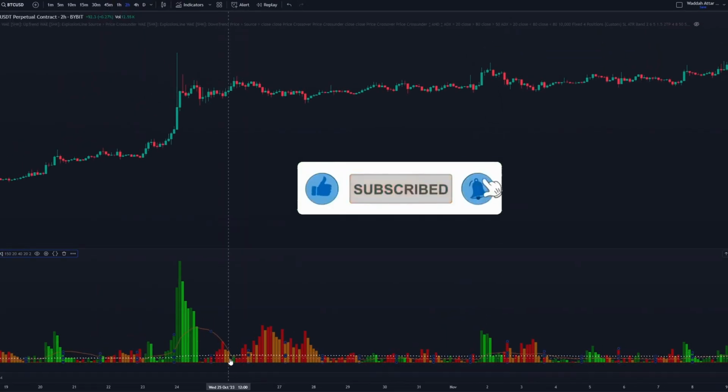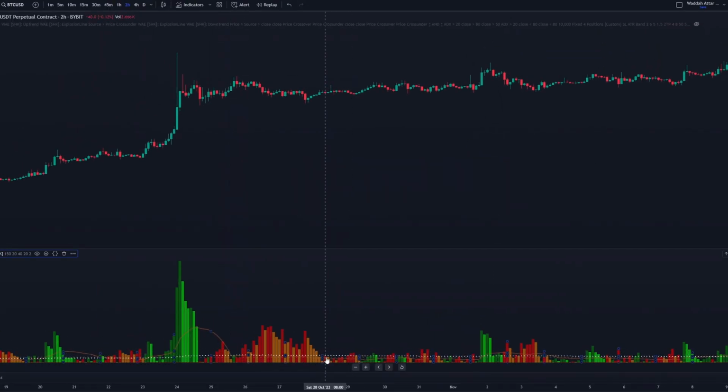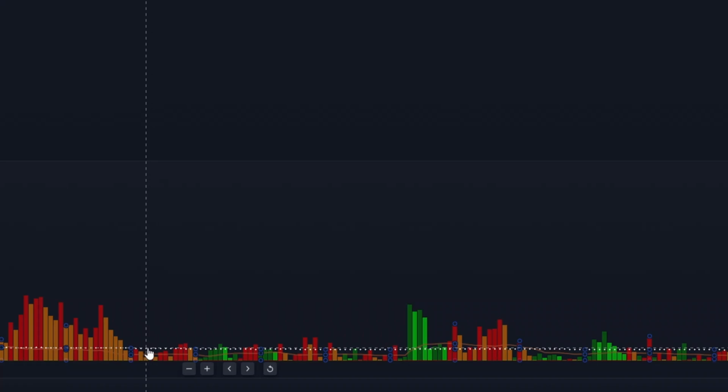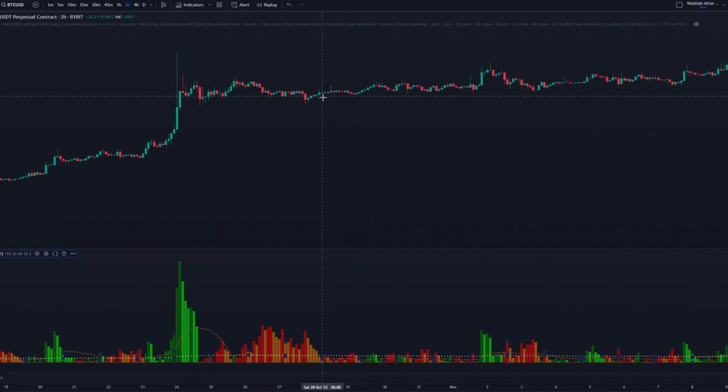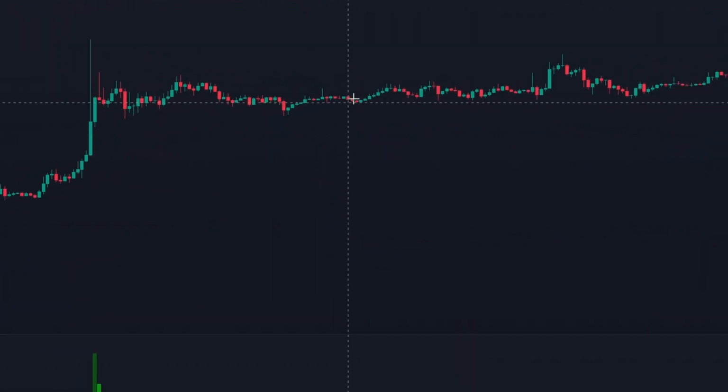This dead zone line is really useful to measure low volatility periods, so when the histogram bar is below the dead zone, we won't open any position. That's why, if we check on the chart, we have pretty small candles.